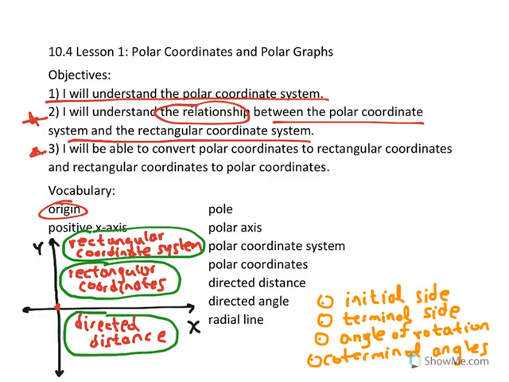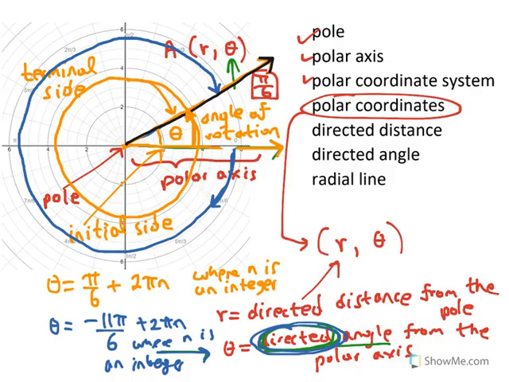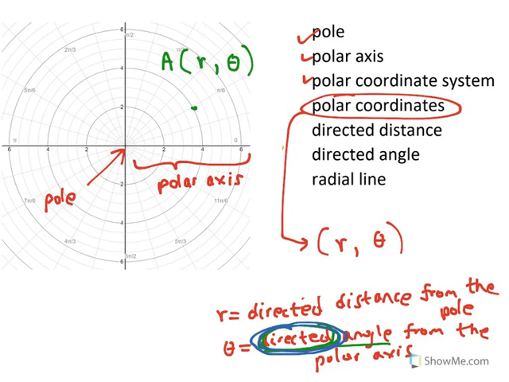So I just wrote down additional vocabulary that we have been using in the last couple of minutes of the lesson. So now we understand what we mean by directed angle from the polar axis. So let's begin to assign a set of coordinates, polar coordinates for point A that I have highlighted here in green.